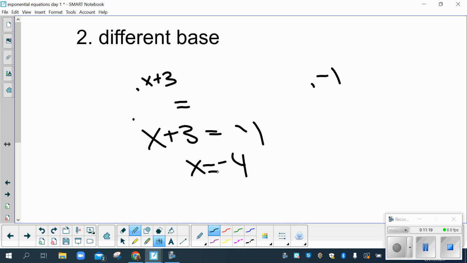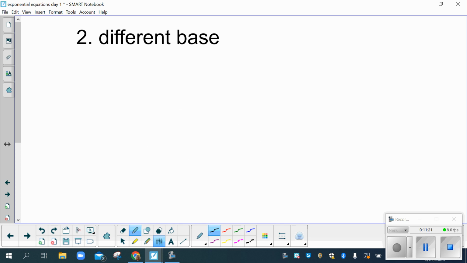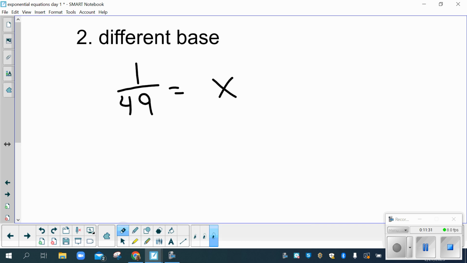Okay. How about this one? Oh, I love this problem. I'm so excited about it. Let's say 1 over 49 equals 7 to the x minus 5. Oh, sorry. I'm making this up in my head.